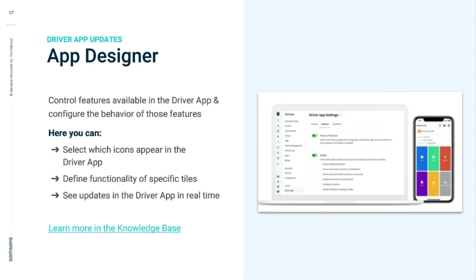Or let's say your company doesn't use team driving. You're going to be able to uncheck team driving in the App Designer section, and that tile will no longer appear for your drivers in the driver app. Once you've figured out how exactly you want to lay out the driver app, you can publish changes to drivers immediately. So this really helps you tailor your drivers' mobile experience in a way that helps them minimize error and improve their overall app satisfaction.